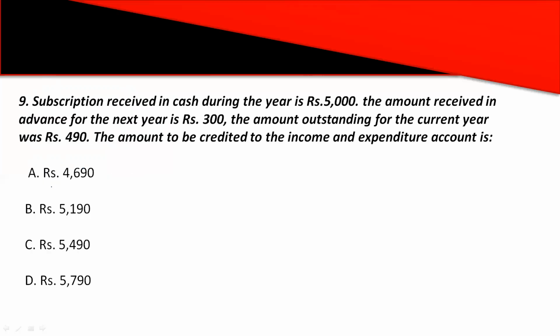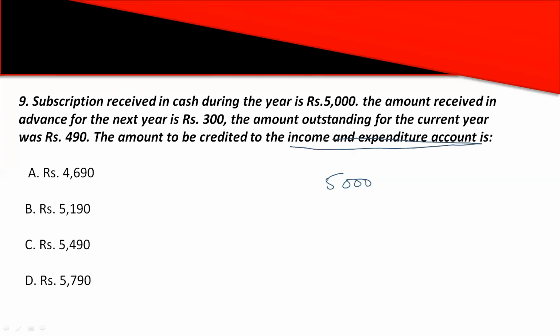Okay, then coming on to the ninth question, which is again a numerical one. Subscriptions received in cash during the year is rupees 5,000. Amount received in advance for next year is 300. Amount outstanding for the current year was rupees 490. The amount to be credited in income and expenditure account is, okay, see, during the year subscription received was 5000, this is fine. Then remember two rules of income and expenditure account.